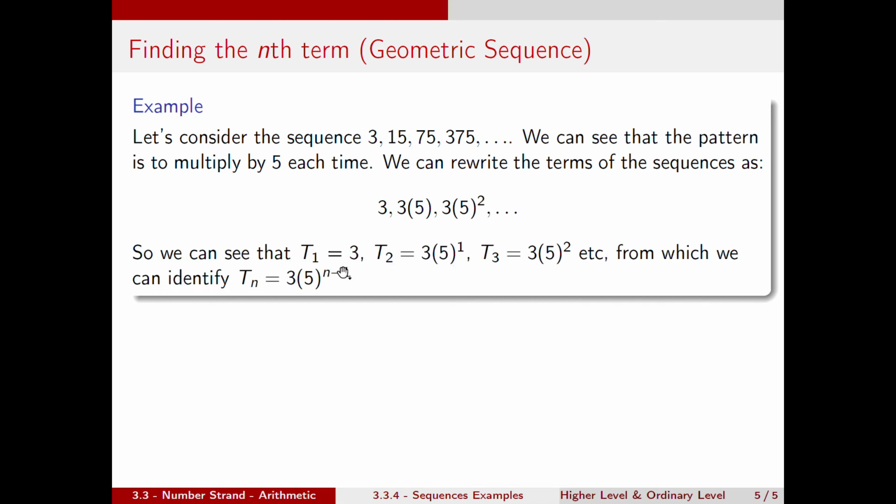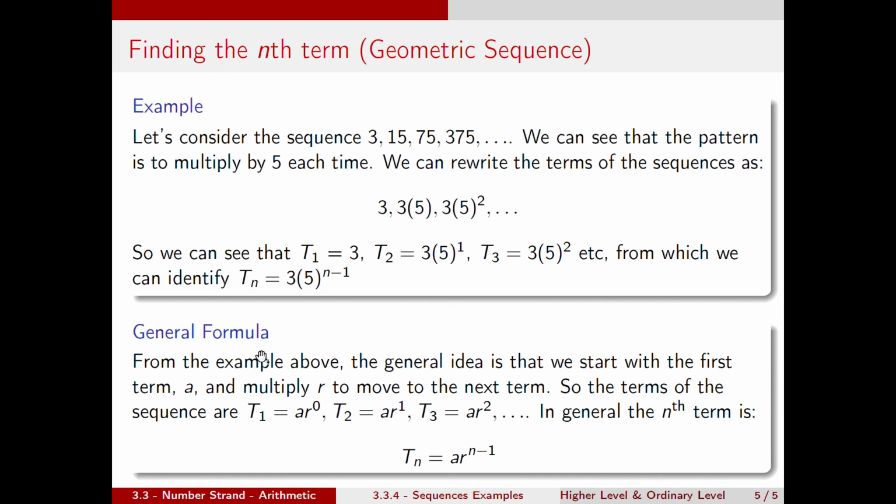The reason for doing this, we'll see, is that t1 is equal to 3, t2 is equal to 3 times 5 to the power of 1, t sub 3 is equal to 3 times 5 to the power of 2. And we notice that tn can then be written as 3 times 5 to the power of n minus 1. For example, in t sub 3, the number 3 and the number 2 are related by just subtracting 1 from 3, which gives us t sub n is equal to 3 times 5 to the power of n minus 1.